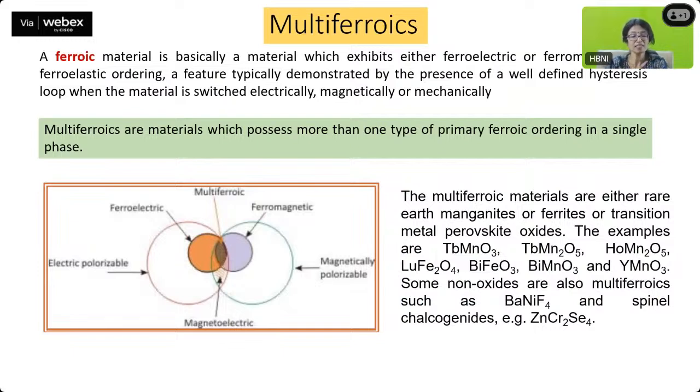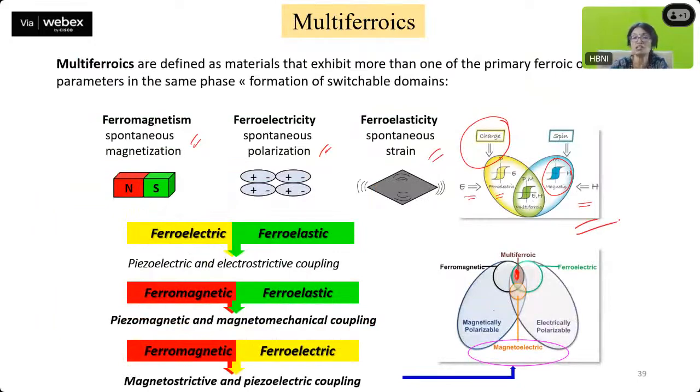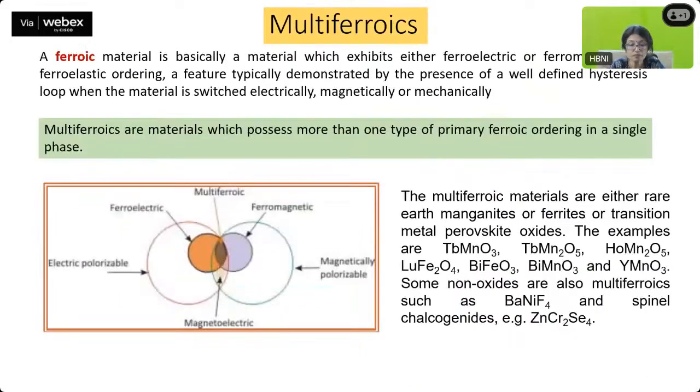As I said, a ferroic material is a material which exhibits either ferroelectric, ferromagnetic or ferroelastic ordering. This is typically demonstrated by the presence of a well-defined hysteresis loop when the material is switched electrically, magnetically, or mechanically, as shown in this plot. Now what are multiferroics? These are materials which possess more than one type of primary ferroic ordering in a single phase.